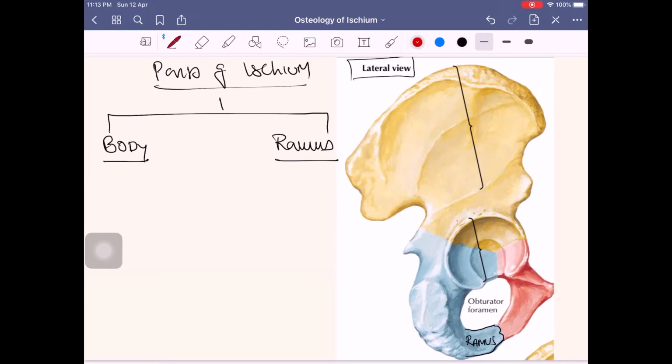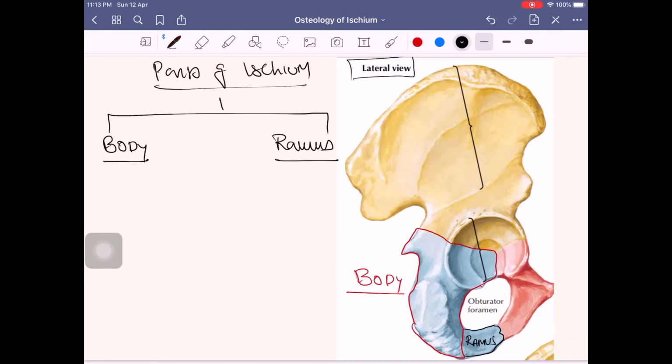Now if I use a different color for the rest of the part, whatever is blue in color, which I am drawing now with the red pen, this entire portion you can call the body. So this entire portion is your body. The red margin portion is the body, the black margin portion is your ramus. So two parts are there.